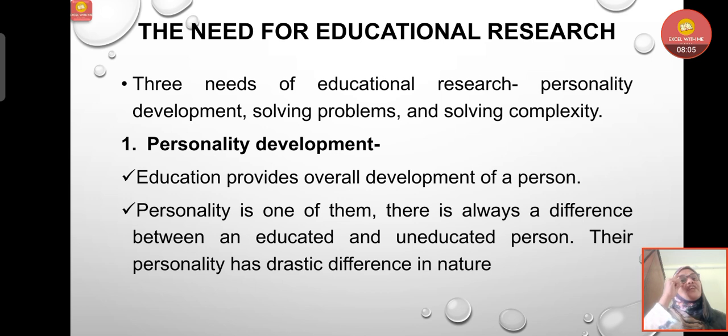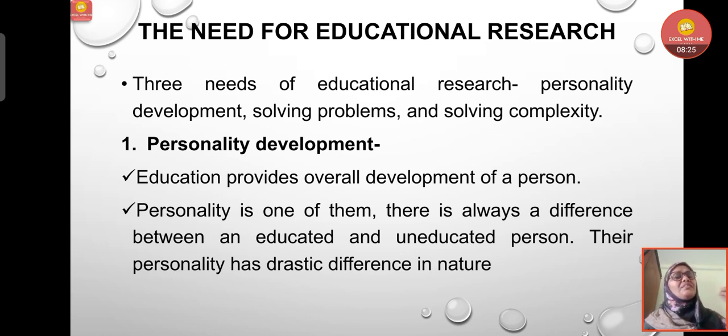Let's understand the need for educational research here. The main points here: 3 needs of educational research, that is personality development, solving problems, and solving complexity. Let's understand the first one, personality development. Education provides overall development of a person. Obviously, all of us know personality is one of them.